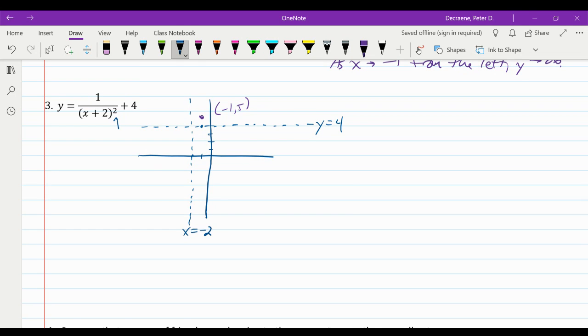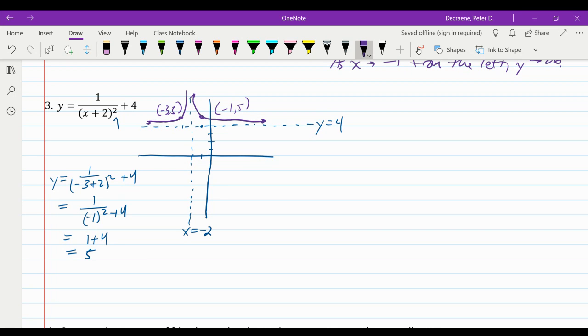And if I go to the left 1 from that center point, I'm still only going to go up 1, because if I plug in -3, let's see what happens. y equals 1 over (-3 plus 2) squared plus 4. That's going to be 1 over (-1) squared plus 4. -1 squared is still 1, so it's 1 plus 4, which is still going to be 5. So the point is still going to be up here at -3, 5. So when you've got that squared in the denominator, all that means is that both sides of the graph are pointing up. So we can analyze our graph now.